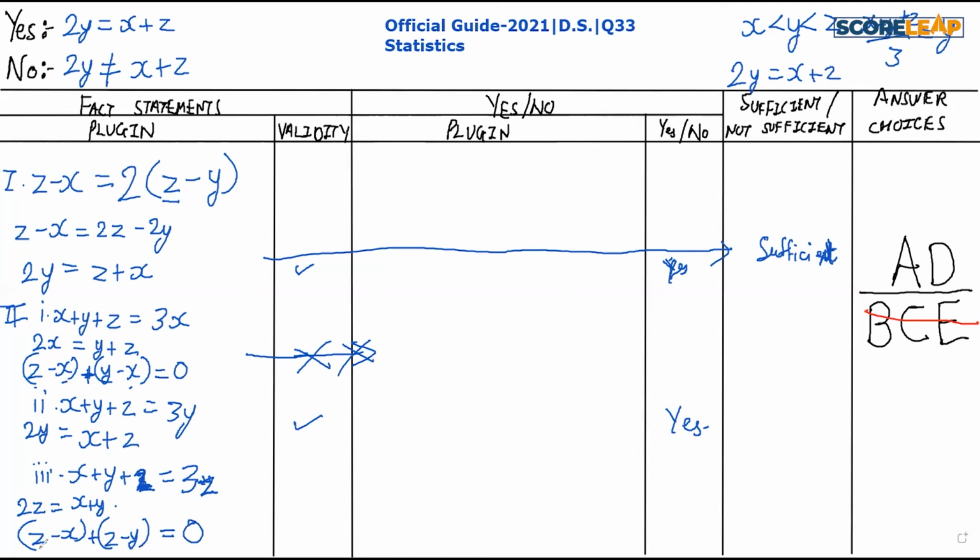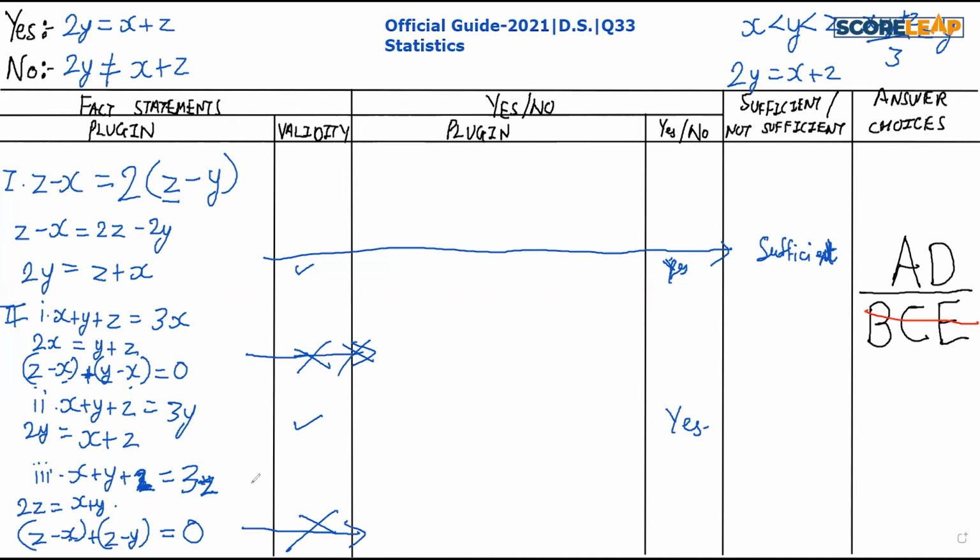Similarly, for the third case, z minus x will be a positive number, and z minus y will also be a positive number because z is greater than x and y both. So they are saying that the summation of two positive numbers is 0. How is that even possible? That is not possible at all. So the validity check fails, and we won't move forward with this case.